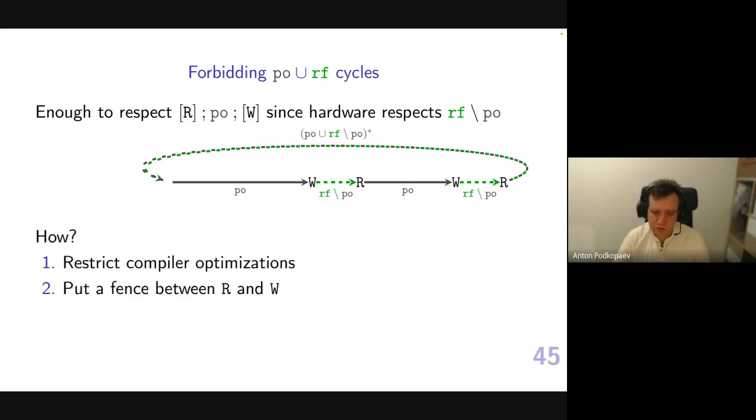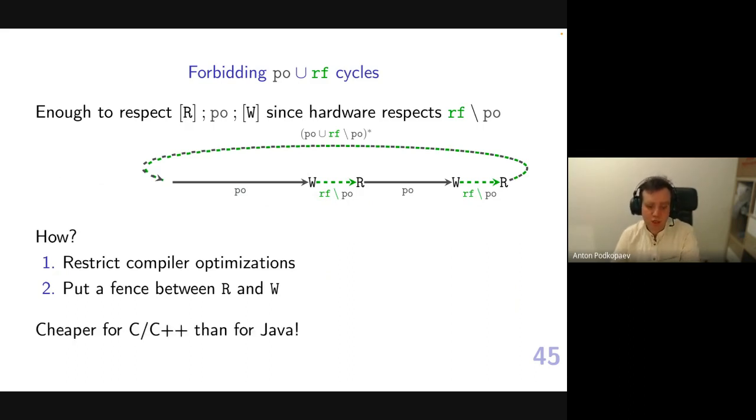So how to do that? We need to do two things. First, we need to restrict compiler optimizations from reordering reads with following writes. And also we may need to put a fence between reads and writes. And actually, this solution is cheaper for C++ than for Java, meaning that you may do it in C++ more precisely, more fine-grained, and slow down your programs not as much as you would have to do in Java.